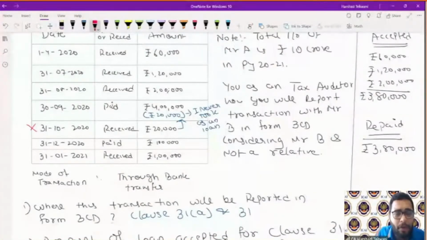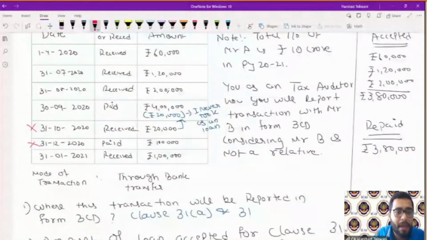Now I paid 1 lakh rupees. I have given the loan. Again, this will not be counted, because for clause 31A or 31C, it is the amount which I have taken as a loan or accepted as a loan and repaid, which I have taken as a loan in the past. So it's a repayment, but this is a payment of a loan, meaning I'm giving a loan. Loans in advance given, not taken. This will not be counted.